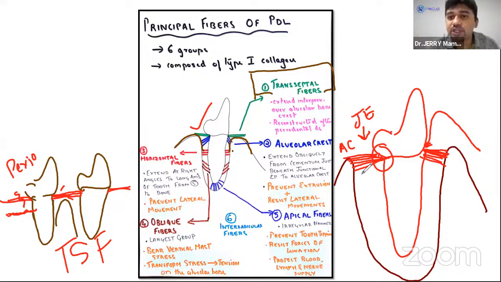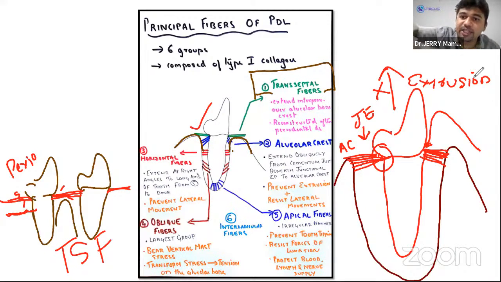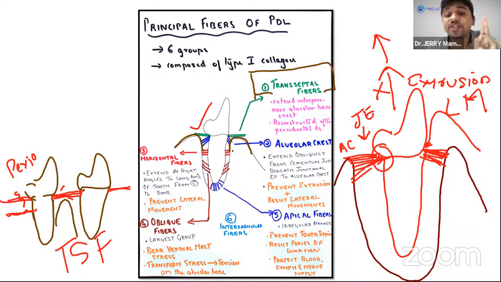So what are its functions? One is to prevent extrusion. Extrusion means the tooth is going to get pulled out like this. But the fibers are directed in this direction, so it is going to prevent the tooth from getting extruded out. And it prevents lateral movements. It resists lateral movements. So there are two functions of your alveolar crest fibers: extrusion it prevents, and lateral movements it resists.